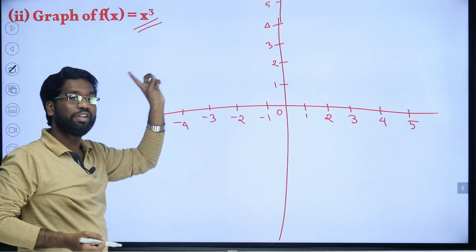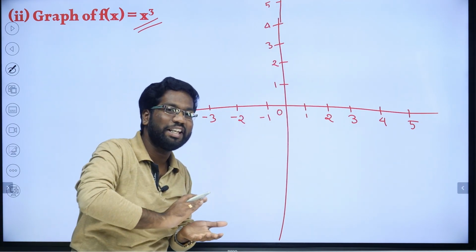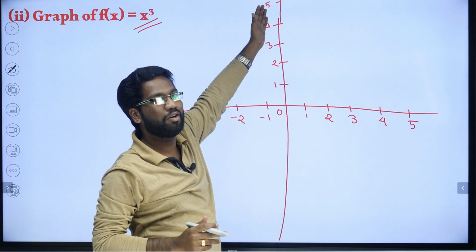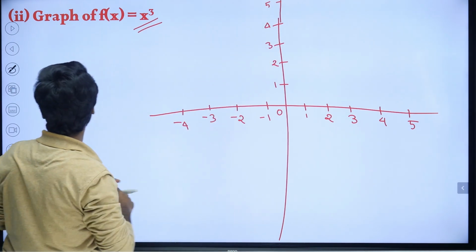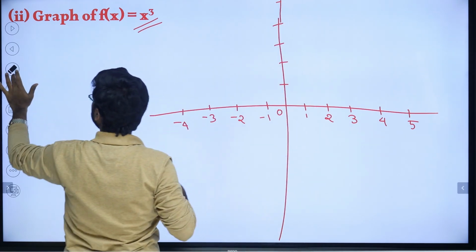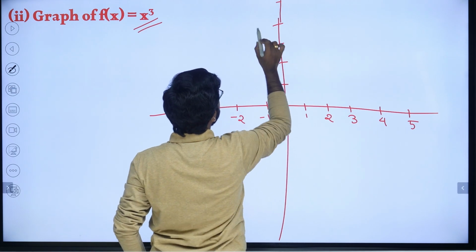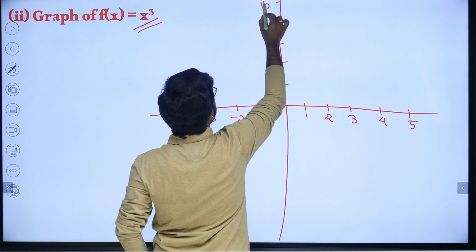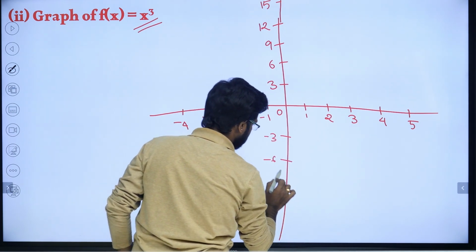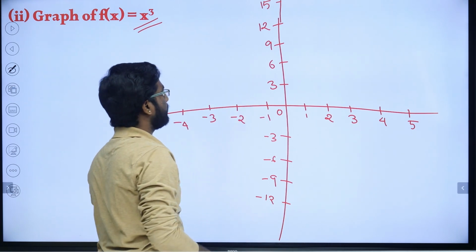Why am I going to take that? Because for 1 it will give me 1, but for 2 itself it will go to 8. This increases the value exponentially, somewhat high. If I draw it with smaller units, I can't fit it. So I am taking units of 3. I hope you understood it. So 3, 6, 9, 12, 15. In the same way, here also -3, -6, -9, -12, everything.